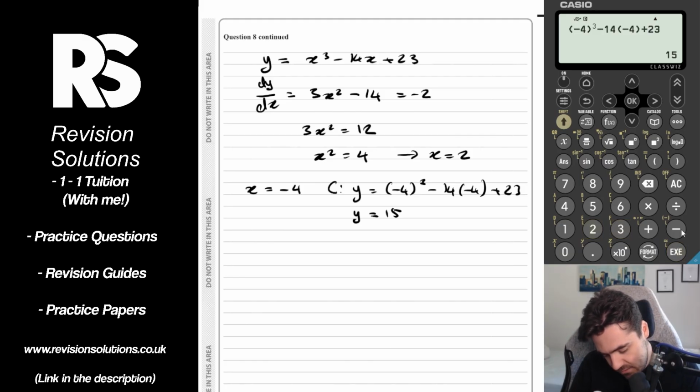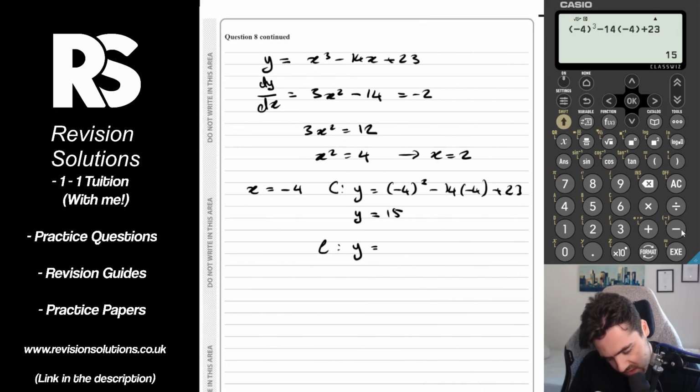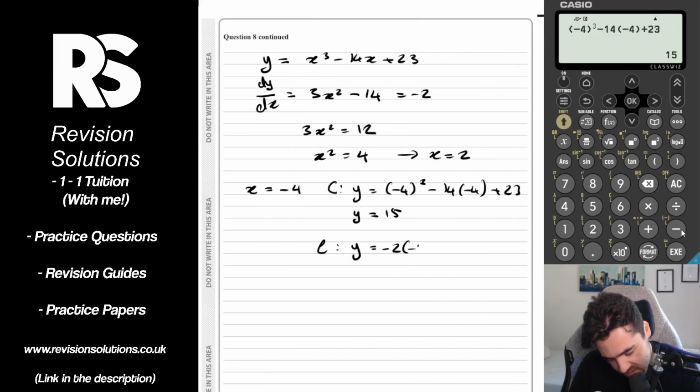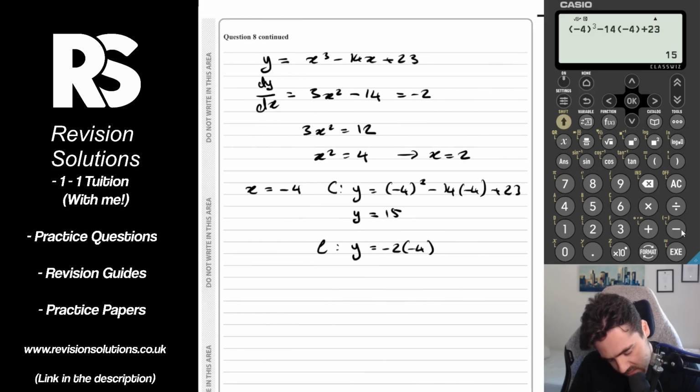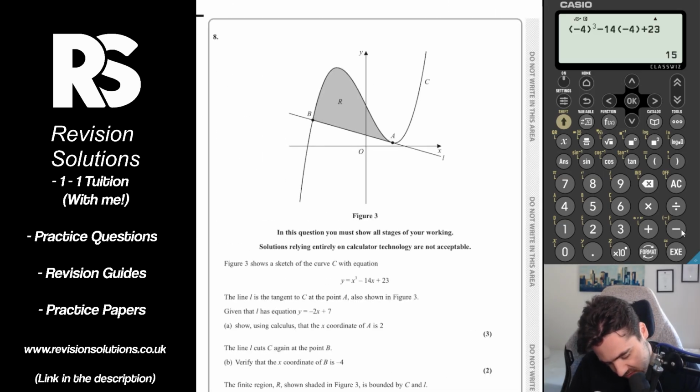And now to verify it, we need to make sure we get the same thing on the line, on the tangent. So y was minus 2x plus 7. So minus 2 times minus 4 plus 7. Yeah, which does work, doesn't it? So it's 8 and then plus 7, which is 15. Good. Okay, so that's part B done.